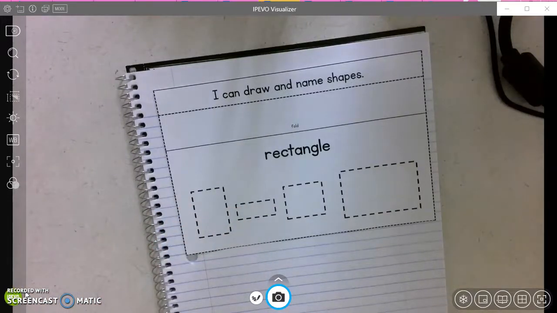So two-dimensional shapes have one face, all of them. A two-dimensional or a 2D square has one face. The circles that we learned last week only have one face.